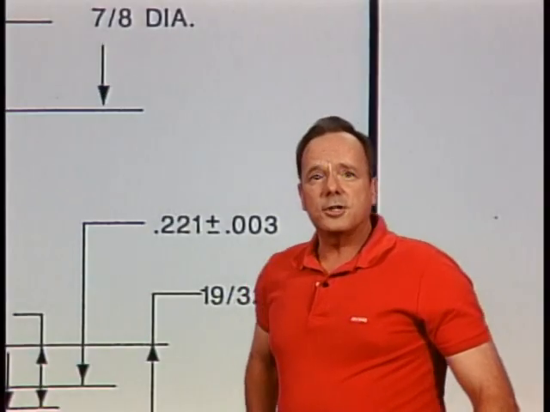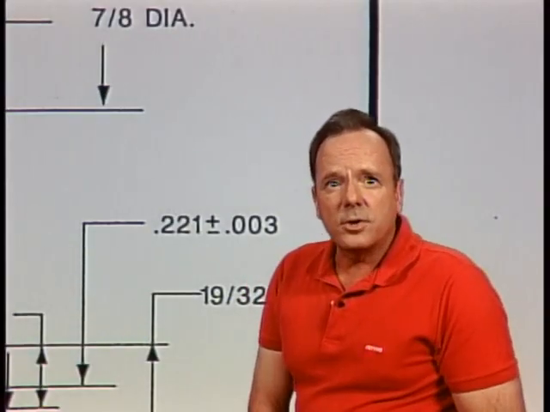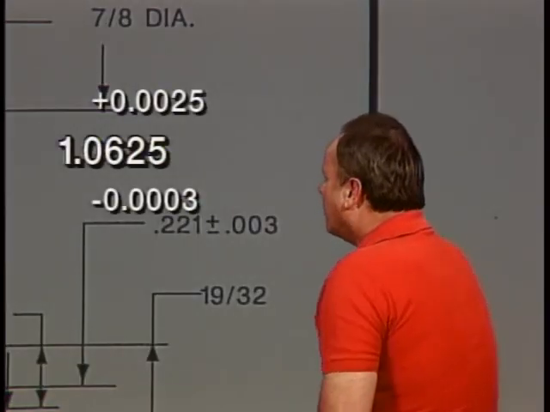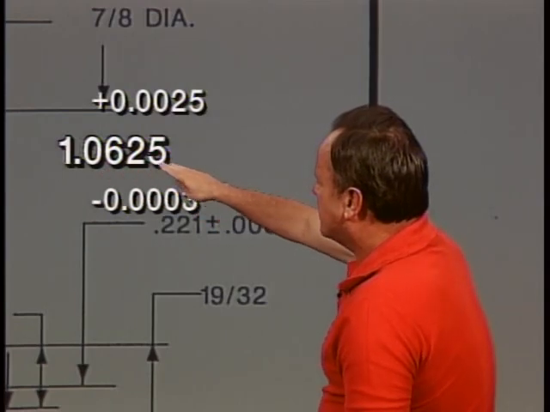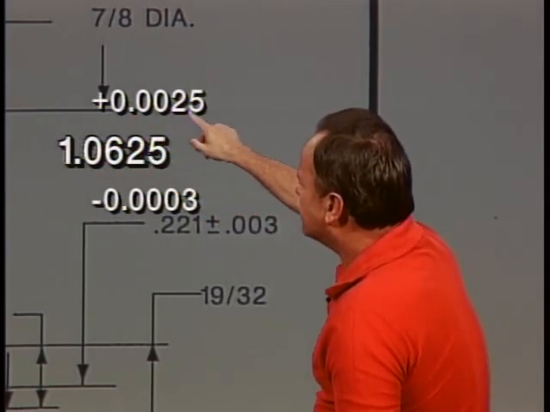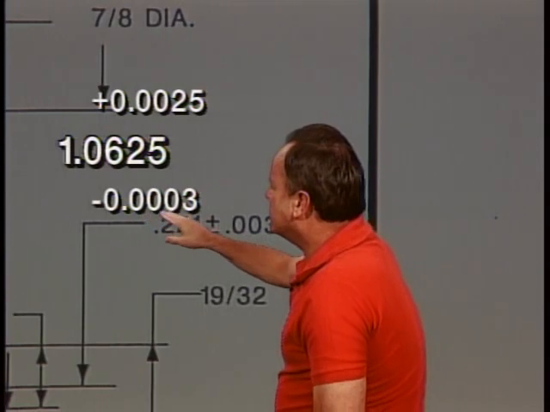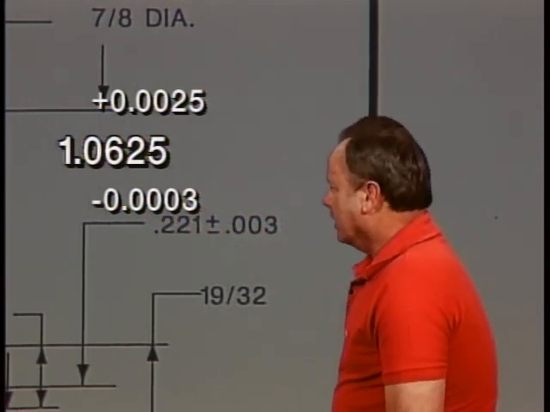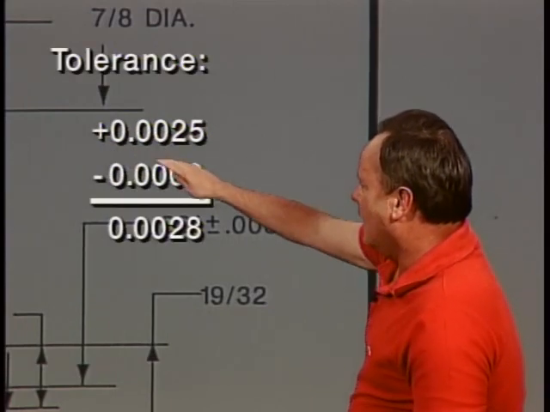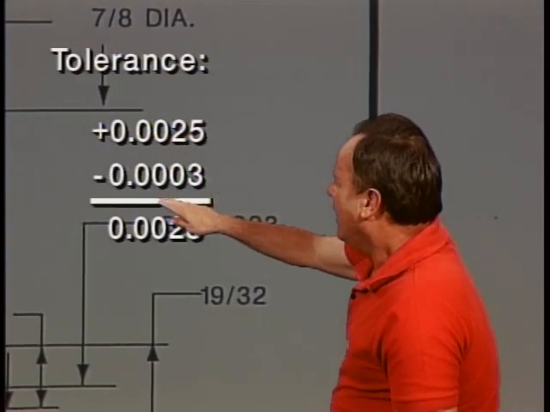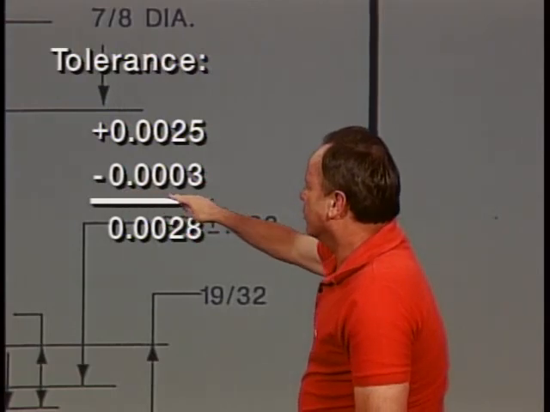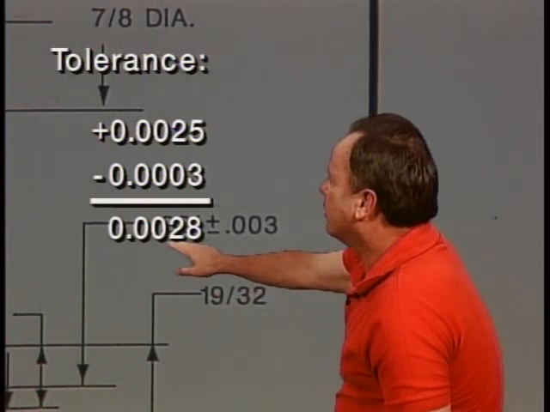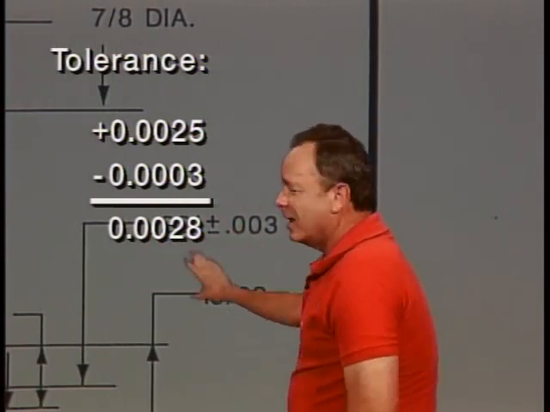Now here's a question they're going to ask you. What is the allowable manufacturing tolerance for a bushing where the outside dimensions shown on the blueprint are 1.0625 plus 0.0025 minus 0.0003? Now, what is the tolerance? Well, the tolerance is the sum of the 0.0025 and the minus 0.0003. If you add those together, not worrying about direction, it's 0.0028, and that is the tolerance. You guys have got it.